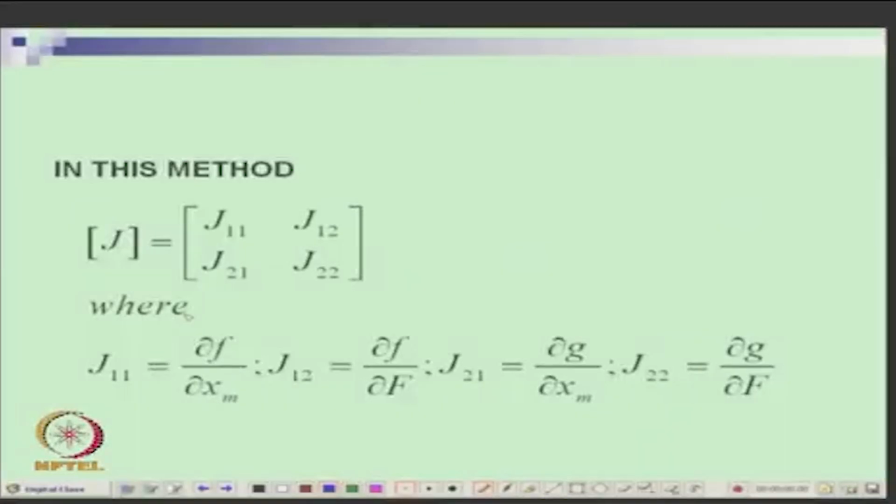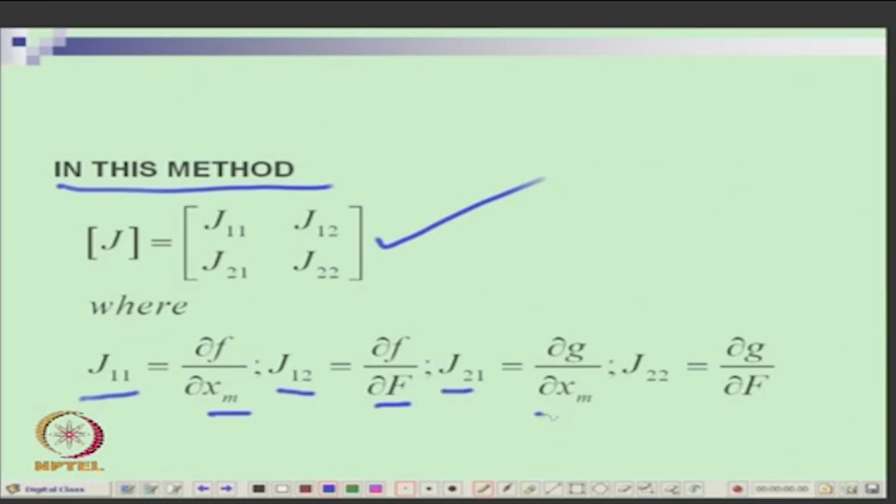So, Jacobian, you are aware, this is the Jacobian matrix. Now, in this case your unknowns are x m and f, is it not? You have two functions f and g. So, J11 is delta f by delta x m, J12 is delta f by delta f, J21 is delta g by delta x m, J22 is delta g by delta f, right.